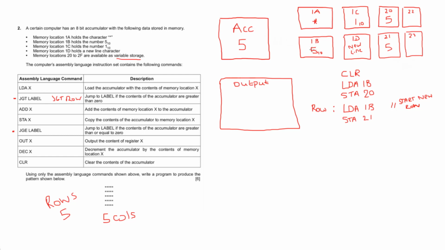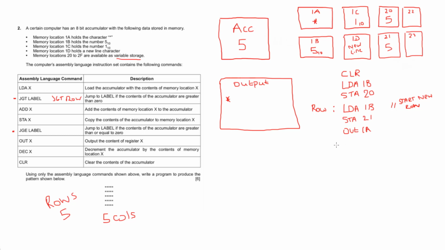And this remains untouched. When I create a new row, I basically reload this one in so that it's refreshed and I can start counting down again. So what I'll do next is, we started a new row, we stored 5 in there. I want to output, use the out command over here, out X. I need to output a star. Star's in 1A, so I'll put out 1A. What that would do is produce this star in my output like that.